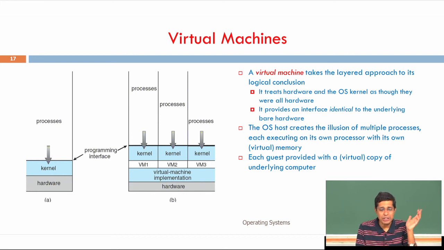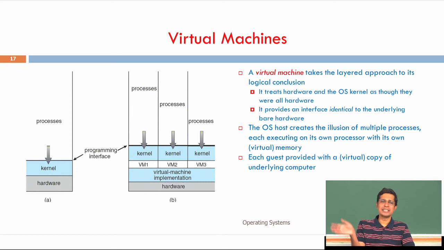Now you see what is there in figure B, in the middle of this slide. There is a single hardware, then there is a virtual machine implementation with multiple virtual machines. KVM is a freely available virtual machine today. You implement the virtual machine layer, and it gives you virtual boxes, which we call VM1, VM2, VM3.